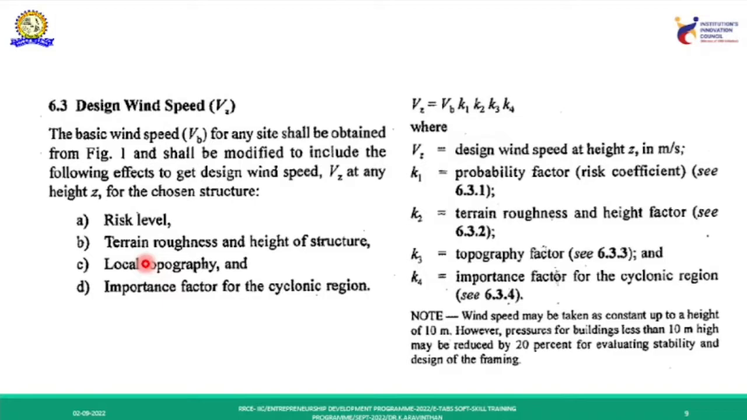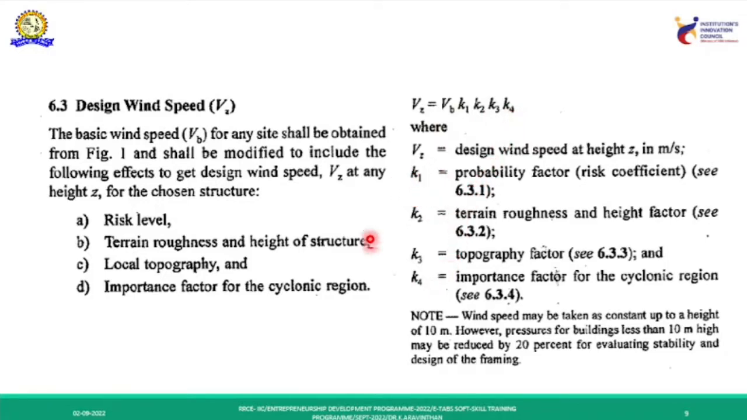So on average for a district, they will give it as 33 km per hour. But for a particular building, you have to take these four levels. Okay, let us see one by one. Vz is known as the design wind speed. So the wind speed of your building can be calculated by Vb into K1, K2, K3, K4.